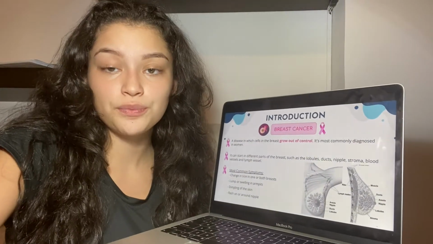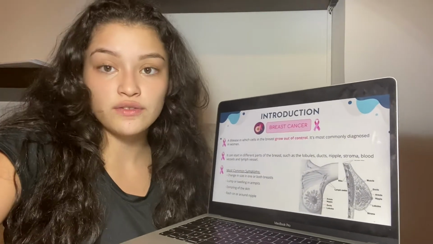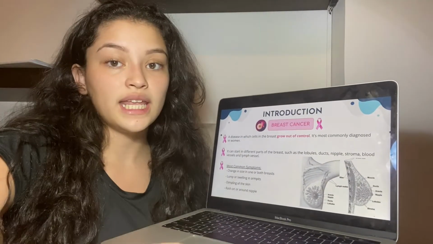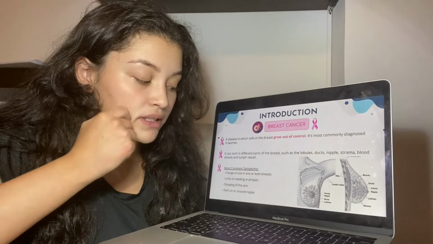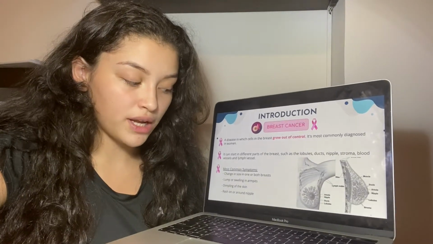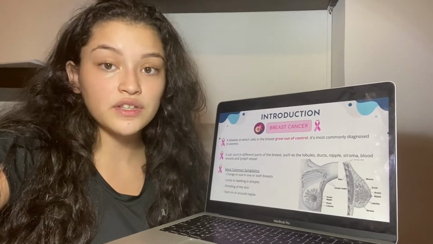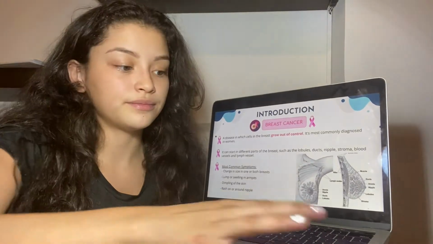So, what's breast cancer? It's a disease in which the cells in the breast go out of control. It's mostly diagnosed in women, and it can start in different parts of the breast, such as the nipples or the ducts. The most common symptoms are change in size in one or both breasts, lump or swelling in armpits, dimpling of the skin, and rash on or around the nipple.